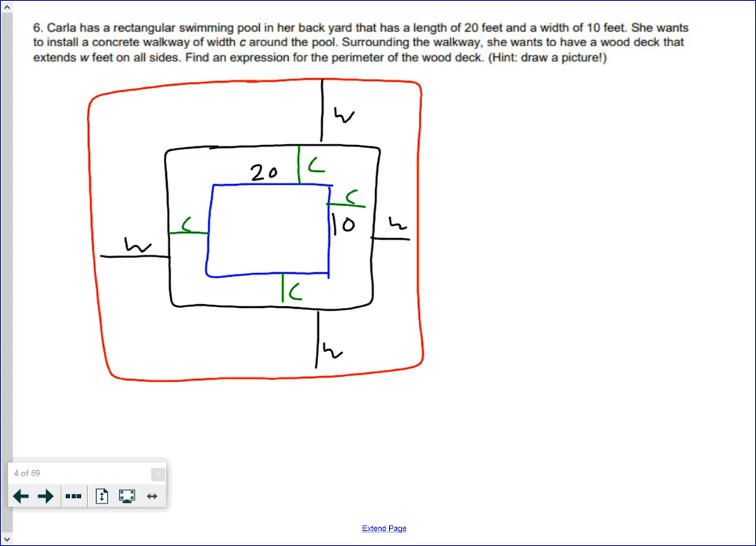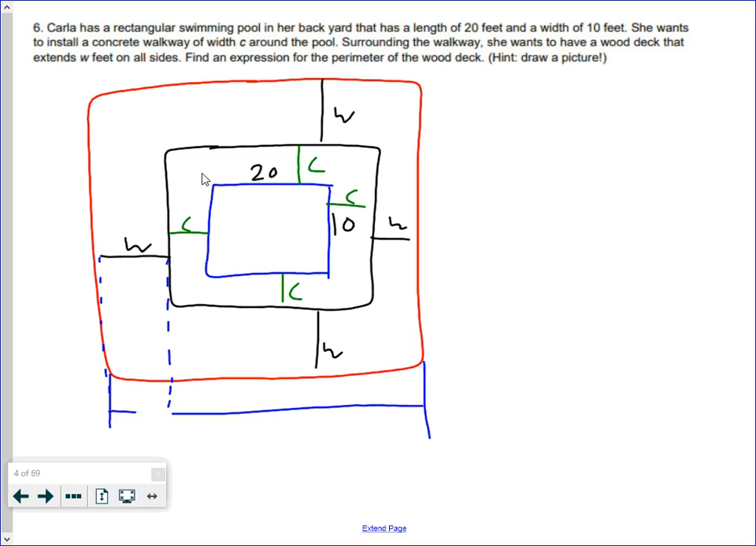So remember, the perimeter is when you add up all the sides of whatever you take the perimeter of. So we need the perimeter of this big red square. That's going to be everything from here all the way to here. So we see that from the edge of this red square, we have a W. So all the way down, this part right here is a W.